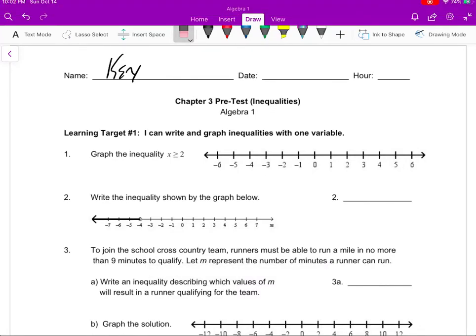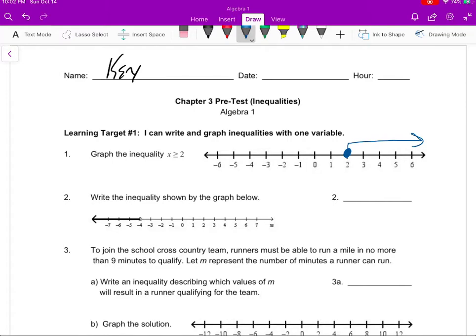Starting with number 1, x is greater than or equal to 2. We are looking for numbers that would make this true. Greater than or equal to 2, so we could be equal to, so we would do a closed circle, or anything greater than 2, which would be to the right.